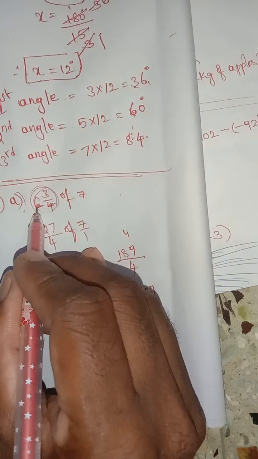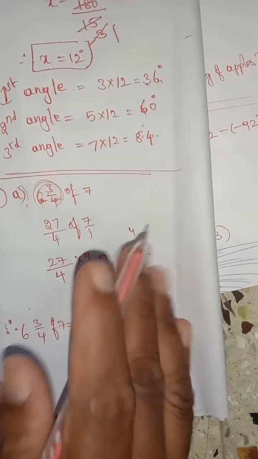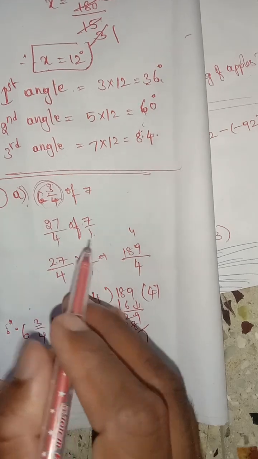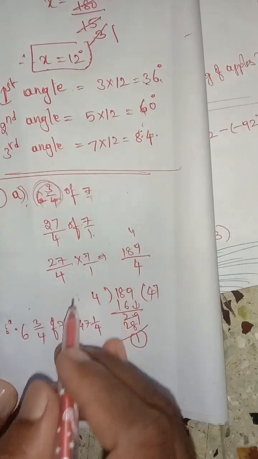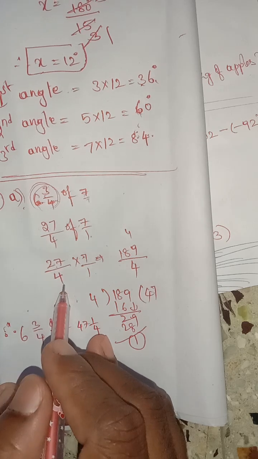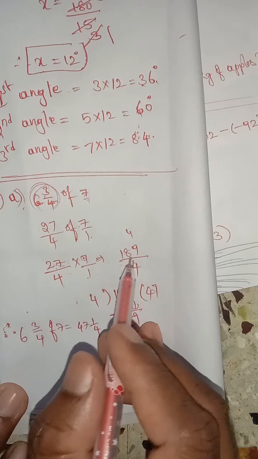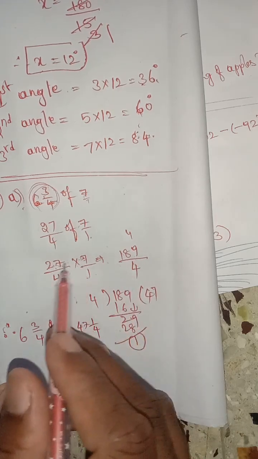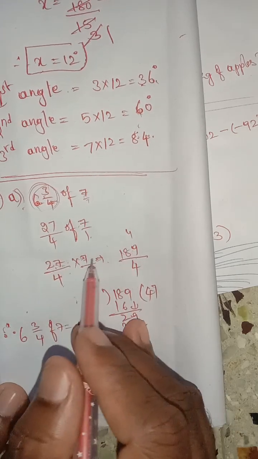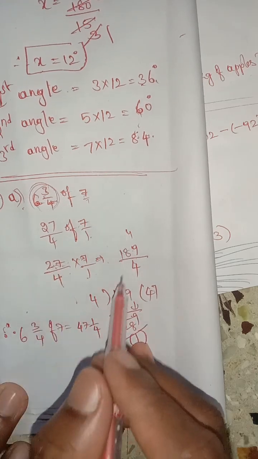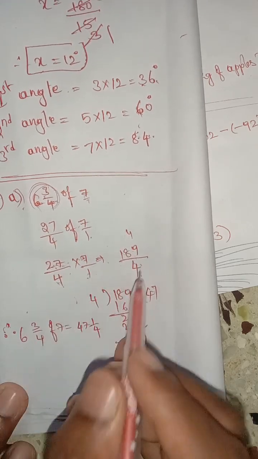6 fours are 24, 24 plus 3 is 27 by 4, of 7 by 1. 7 means we can write as 7 by 1. So 27 by 4 into 7 by 1 equals 27 sevens are 189. 27 sevens: 7 sevens are 49, 7 twos are 14, plus 4 is 18, so 189 by 4.